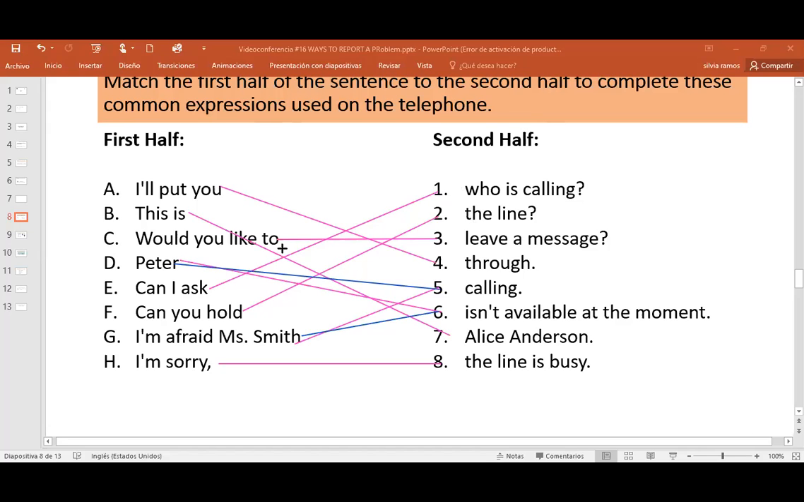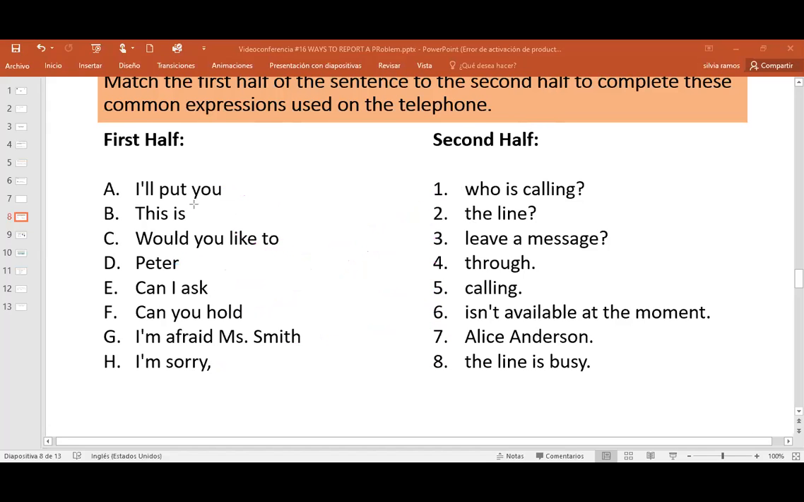Okay. So, let me give you the phrases. Vamos a ponerle las frases aquí porque ese tripachuca ya me puso loco. Number one. I'll put you through. Significa, lo voy a transferir. Copiamos esas frases. I'll put you through. Lo voy a transferir.